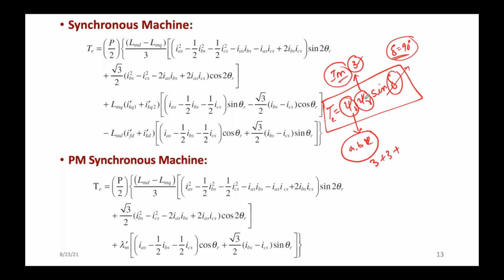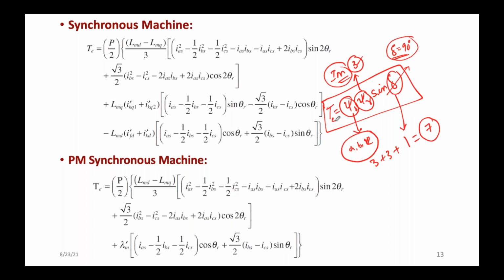But in the induction machine, this delta will vary based on the operating condition. If there is any change in the voltage, or in the frequency, or in the speed, this delta will change. That's why it is not a constant. You need to treat this also as a state variable. So in total, there are 7 state variables involved in the torque expression.